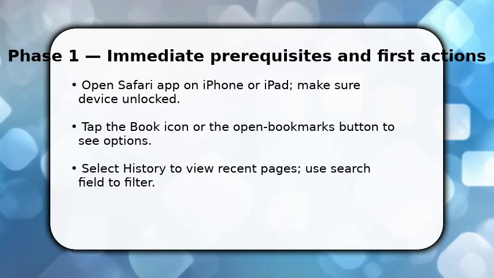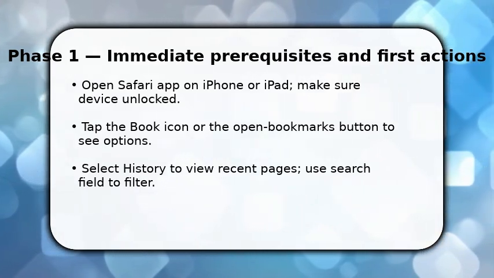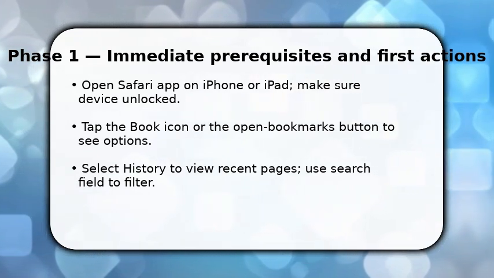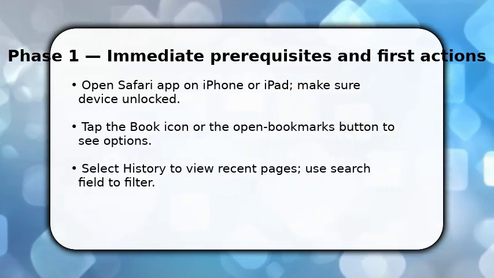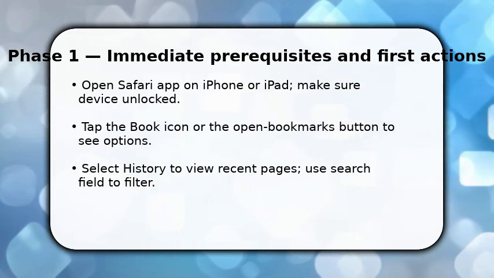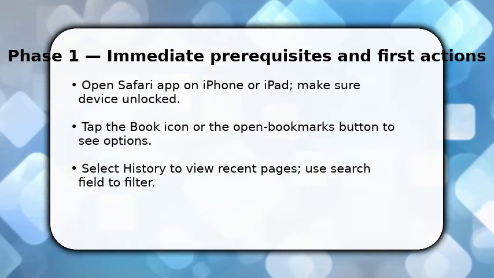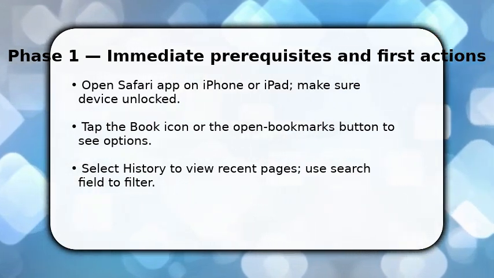You start inside Safari on your device, open the app and go straight to the bookmarks/history area. Tap the open book icon at the bottom or top, depending on your device, and then choose History. Once done, notice the search field at the top. Use it to filter terms, domains, or dates because this narrows long lists quickly.